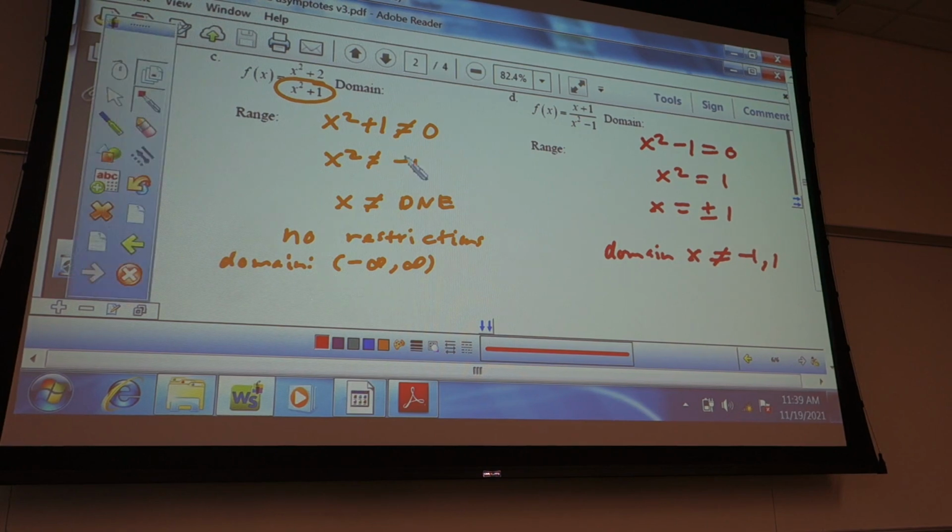So that's a way to do it if you don't have the graph. That's what I do if you don't have a graph. You look at it that way. X squared minus 1 cannot equal 0, and solve for what that is.